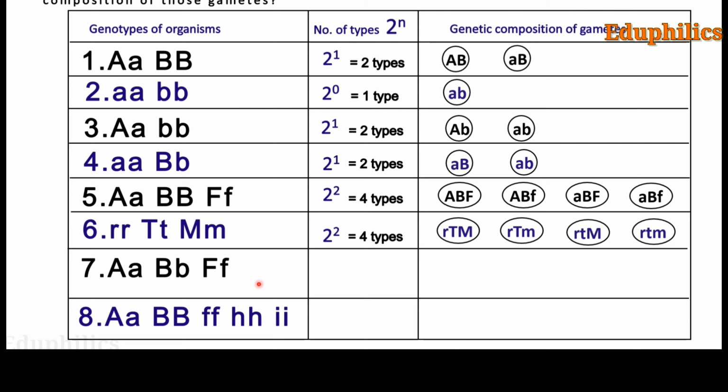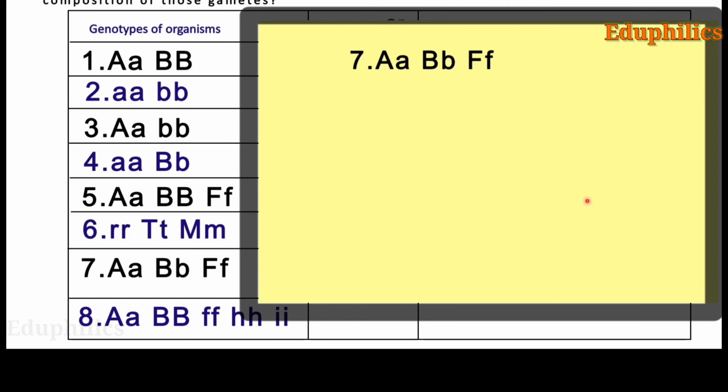In the 7th example, capital A small a is heterozygous, capital B small b is heterozygous, and capital F small f is also heterozygous. Here we are seeing that all the 3 genes are heterozygous. So n equal to 3. That means 8 types of gametes are formed. Let's write the genetic composition of the gametes. This is a trihybrid organism. All 3 genes are heterozygous.